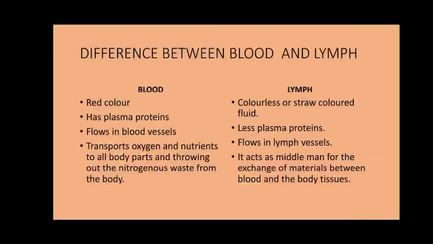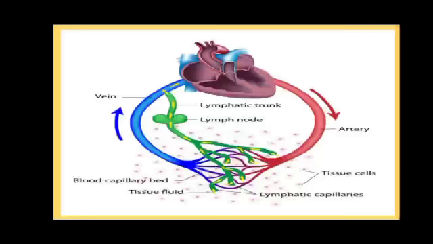Blood transports oxygen and nutrients to all the body parts and throws out the nitrogenous waste from the body. Lymph acts like a middleman for the exchange of materials between the blood and body tissues. The diagram here shows you the lymphatic circulation.